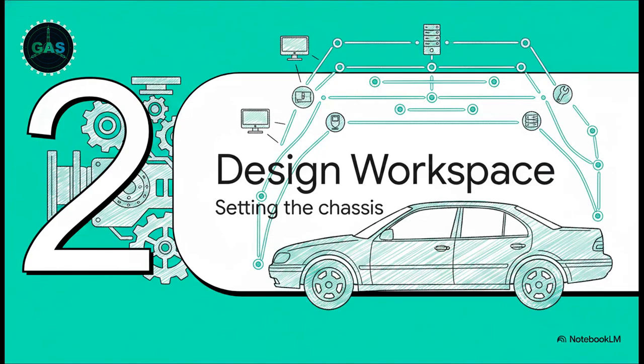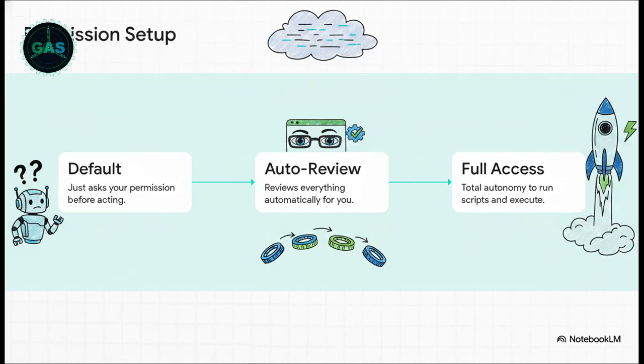Moving on to Section 2, Designing Your Workspace. Okay, so setting up your workspace is all about defining how much autonomy you actually want to give the AI. You progress from basic default permissions to an auto-review stage, and finally to unlocking full access. In that full access mode, the AI can execute commands and run scripts without needing constant supervision or permission prompts from you. It's basically like taking the training wheels off and letting your digital developer just run at full speed.